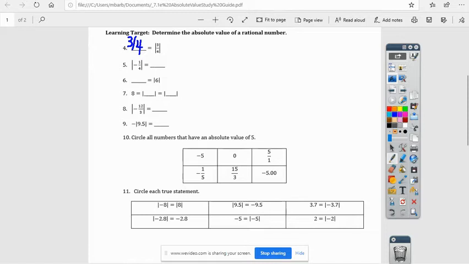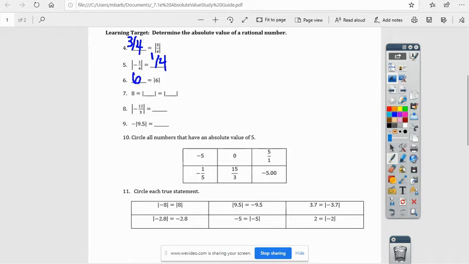And number 5, the absolute value of -1/4. We know that the absolute value always makes that a positive number, so it's going to be +1/4. And number 6, blank equals the absolute value of 6. We know that that's going to be 6.